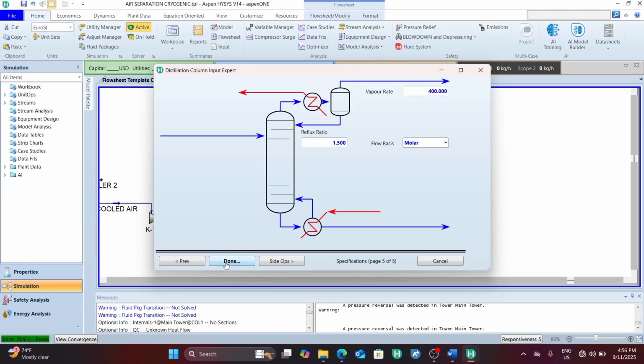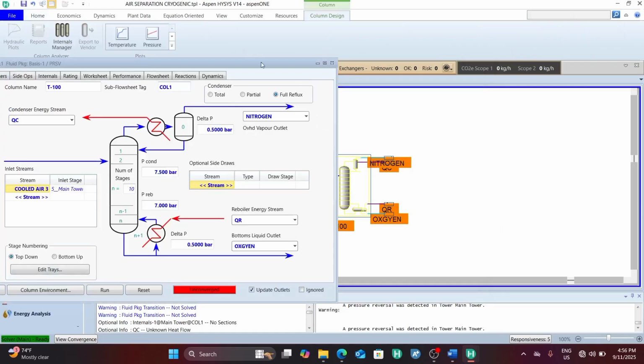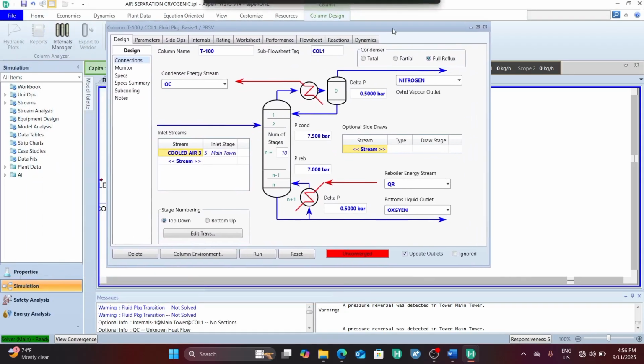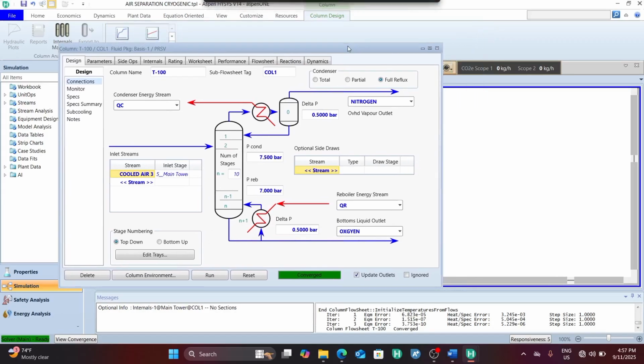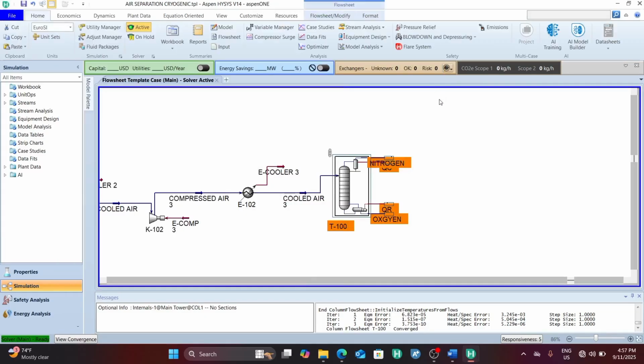All right, so we're done. Hopefully it converges when we click on run, which it does, luckily. So that's one step. Now we need to take a look at our returns to see where exactly we are.